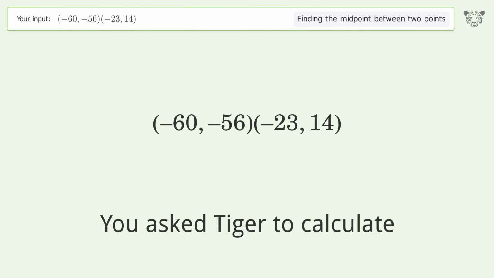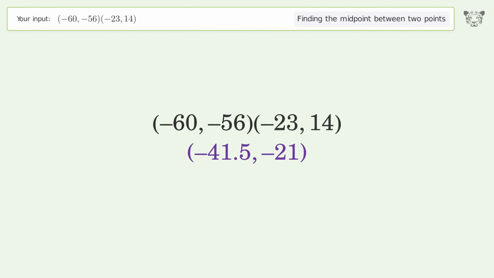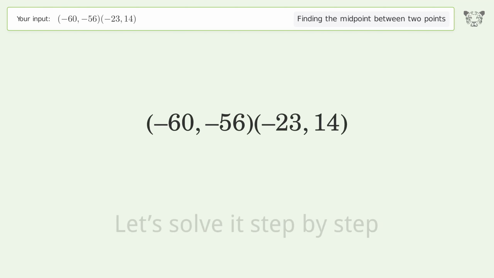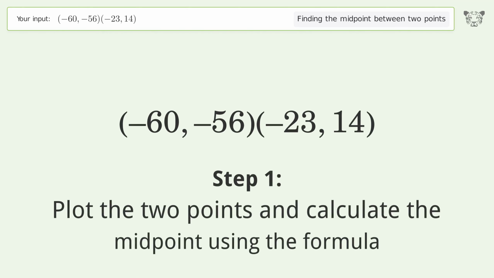You ask Tiger to calculate. This deals with finding the midpoint between 2 points. The midpoint between the 2 points is negative 41.5, negative 21. Let's solve it step by step. Plot the 2 points and calculate the midpoint using the formula.